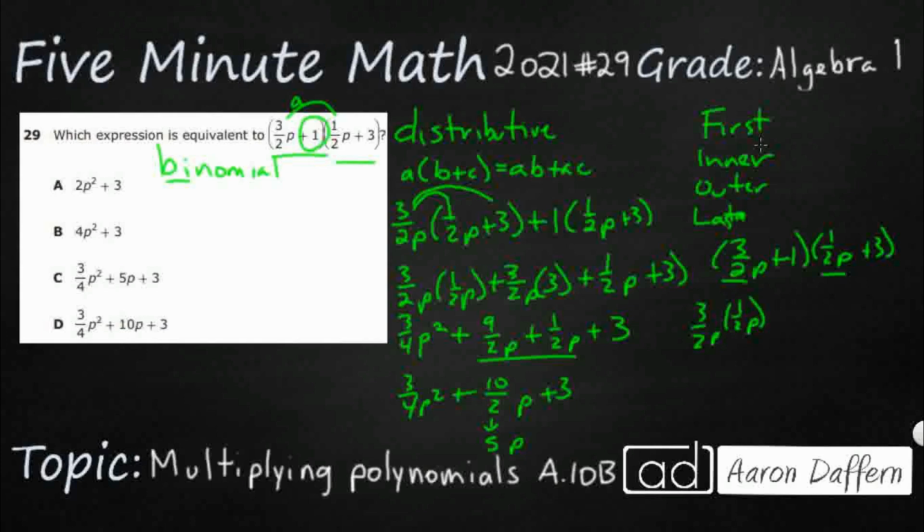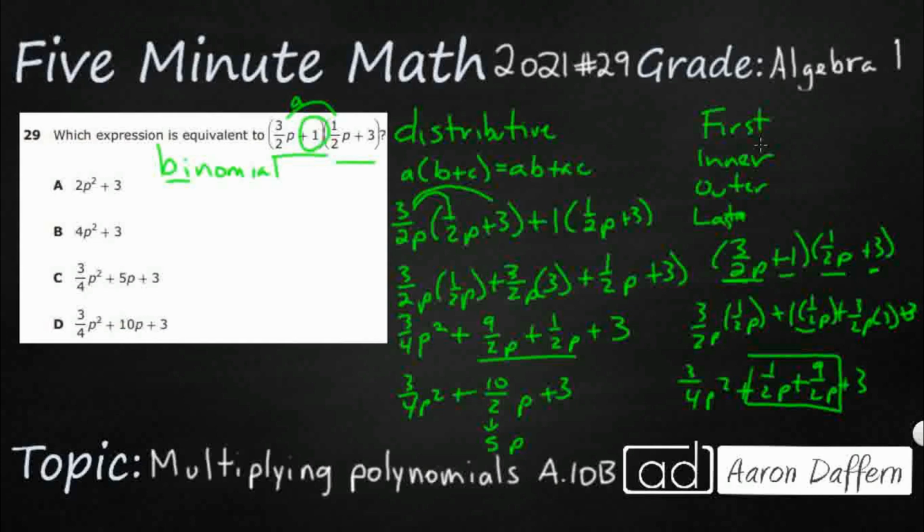And then you've got your inner, right? So that's going to be 1 and 1/2 P. Your outer, 3/2 P and 3. And then your last, 3 times 1, that's just going to end up being 3. So you end up with all the same terms, right? It's going to still end up being 3/4 P squared, plus that's just going to be 1/2 P. And that's going to end up being 9/2 P plus 3. You combine those to 10/2 P. None of that really changes.